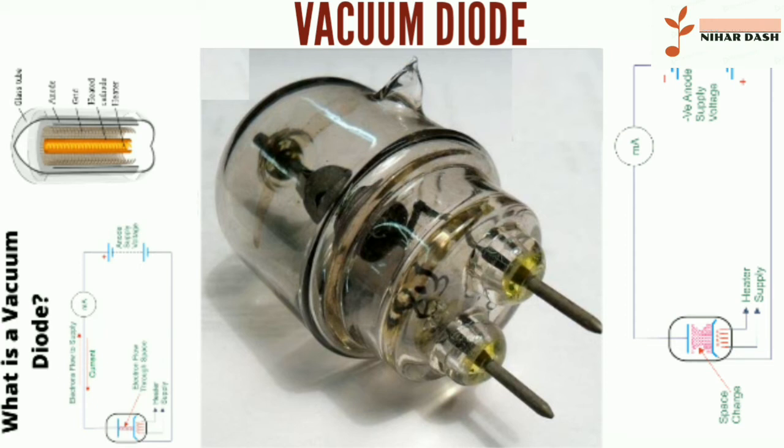Due to this space charge, the further emitted electrons get repelled and come back to the cathode. Hence virtually electron emission stops. No current flows through the circuit.